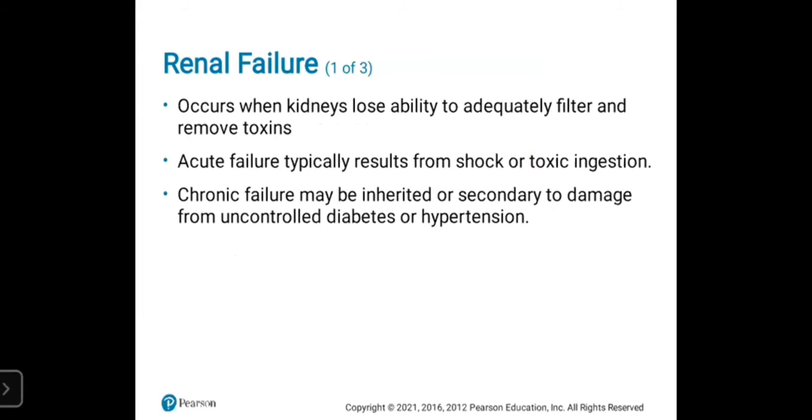Renal failure occurs when kidneys lose the ability to adequately filter and remove toxins. Acute failure typically results from shock or toxic ingestion. Chronic failure may be inherited or secondary to damage from uncontrolled diabetes or hypertension.